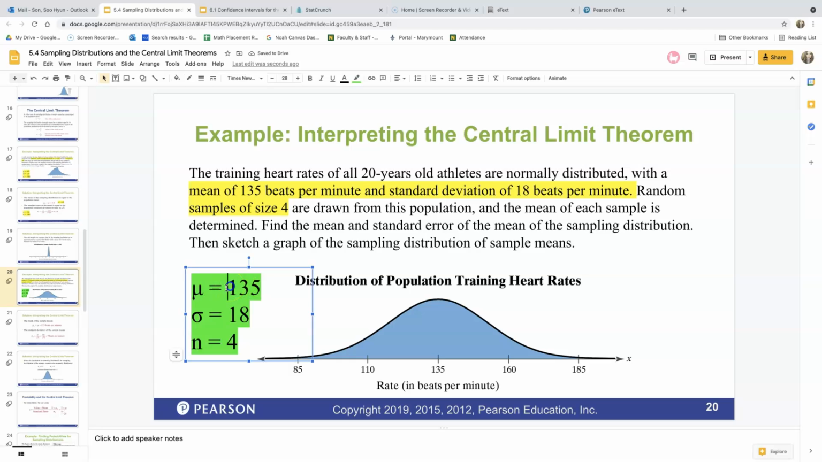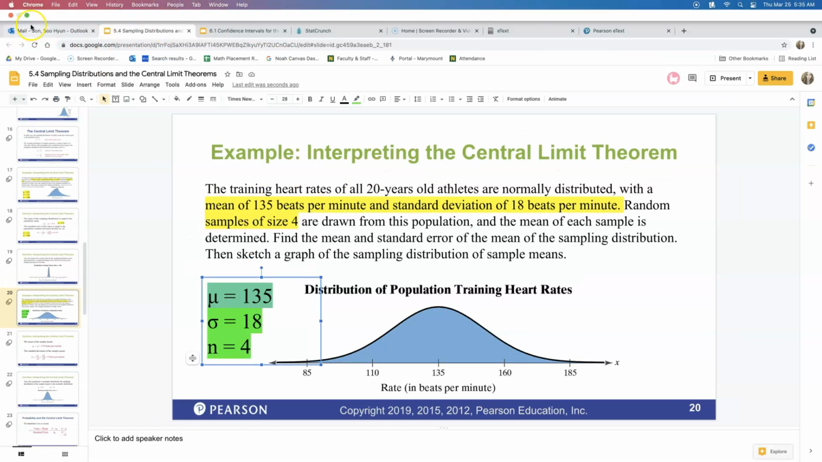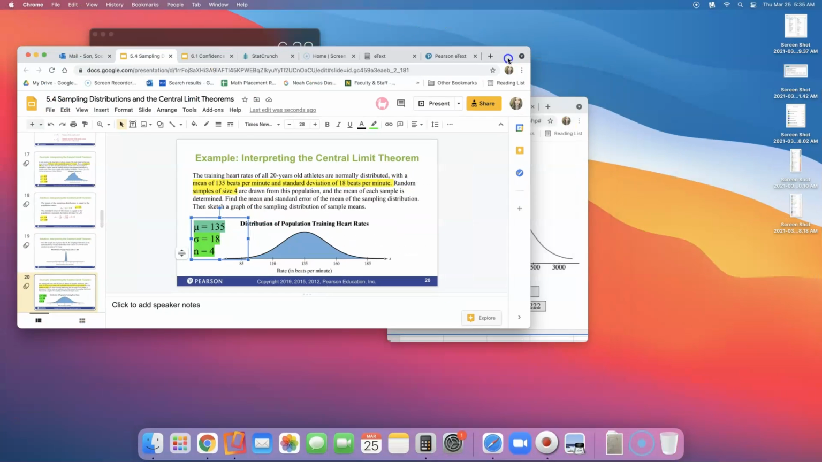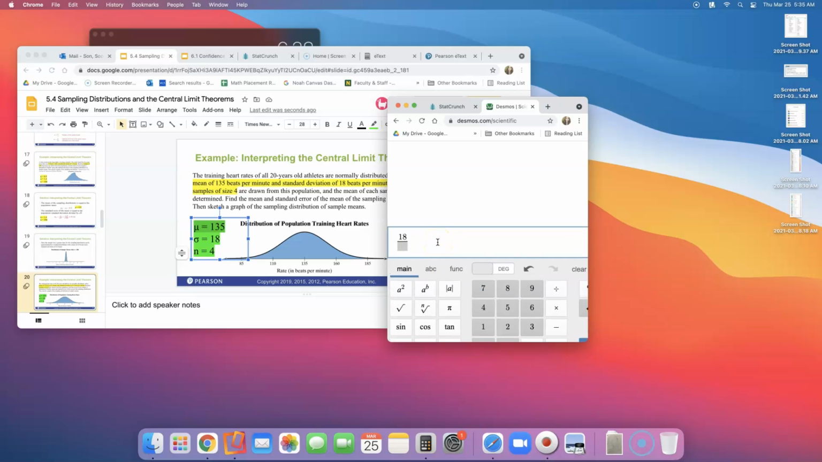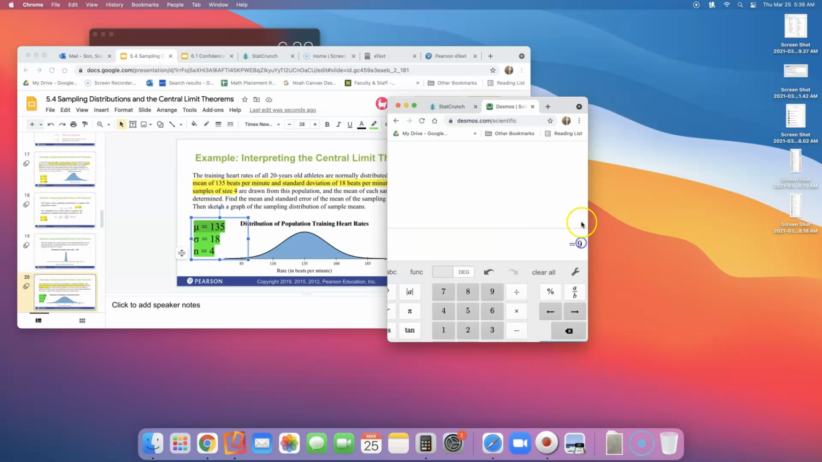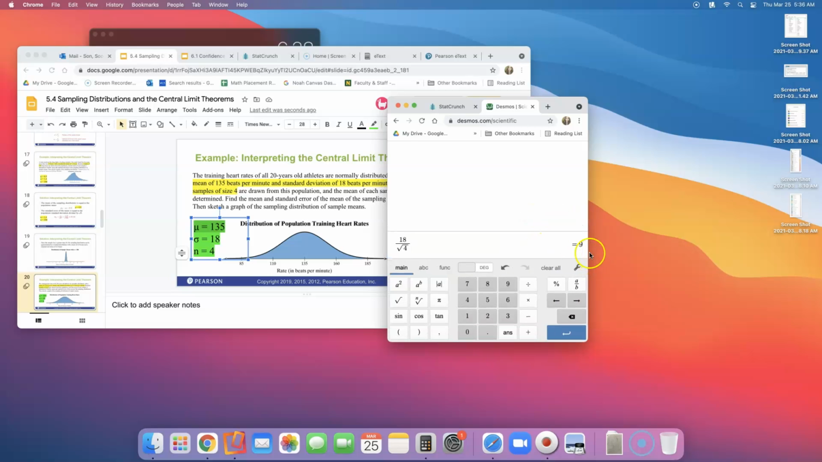As you remember, the mean is the same. The mean of the sampling distribution of the sample mean is just going to be 135. But I'll go ahead and do this on my calculator, and I will check this on the next slide. I'll do a fraction bar, and I'll type in 18 divided by the square root of 4, by that formula. So the standard error better come out to be, what? That's too nice. Well, okay, it is what it is, 9. So the answer is going to be 9.